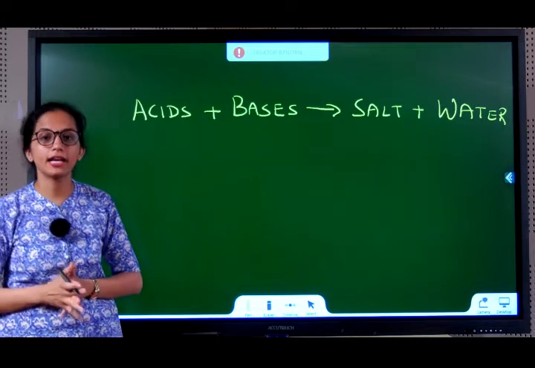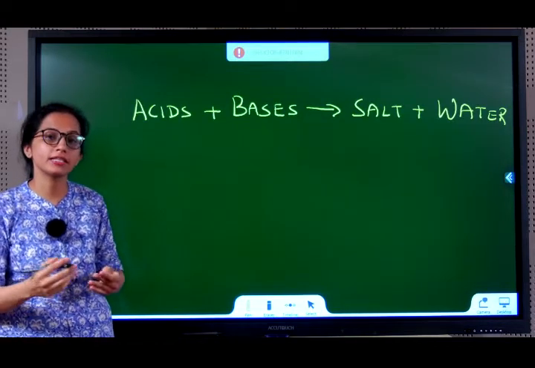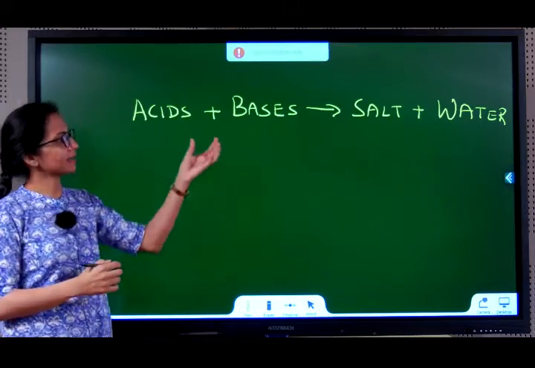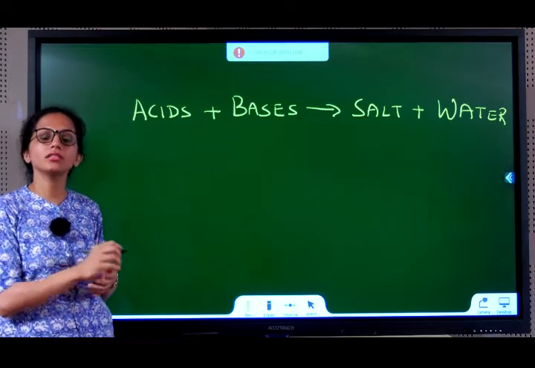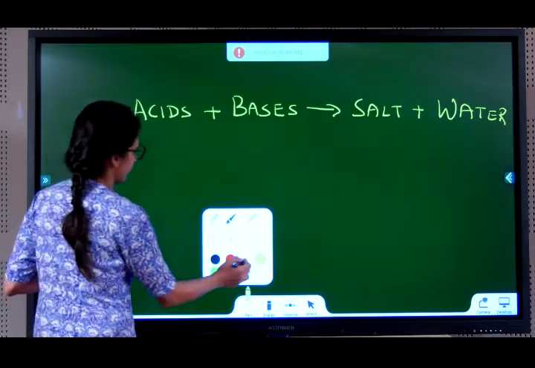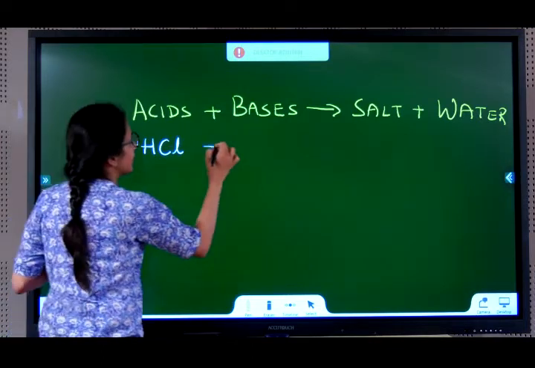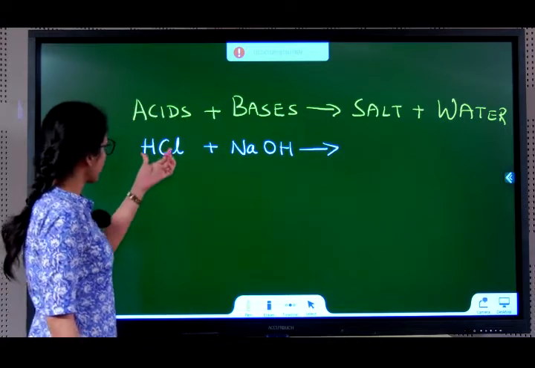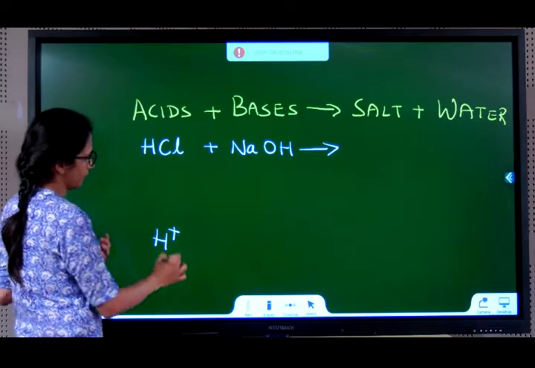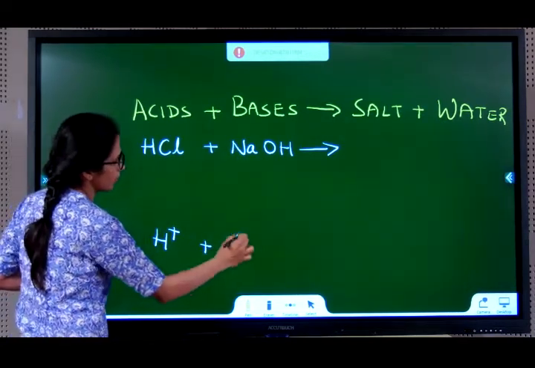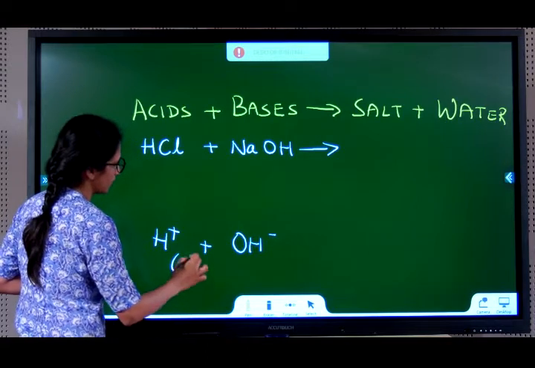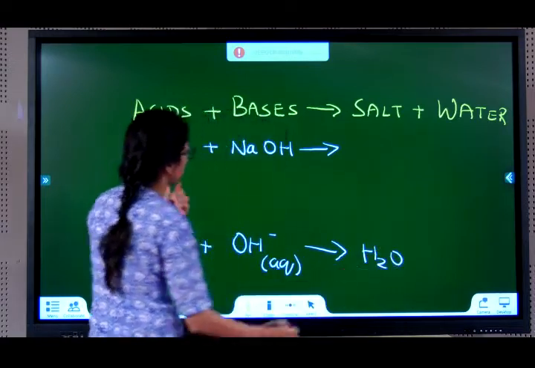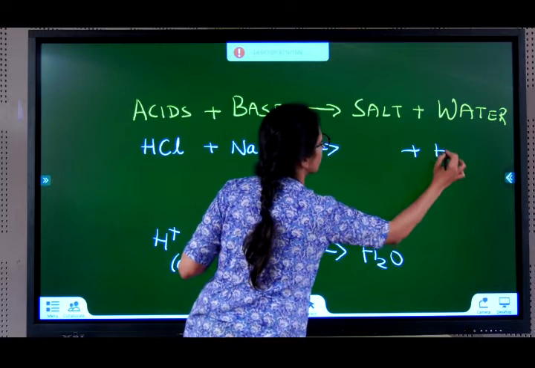Now, using the fact that acids produce H plus ions in water and bases produce OH minus ions in water, I told you if you add an acid and a base, you get salt and water. How does that water form? Let's see an example and understand. We'll take the acid HCl with NaOH. What happens? HCl produces the H plus ion. NaOH produces the OH minus ion. Aqueous state, it will give us water. Agreed? That's how your water is formed over here.